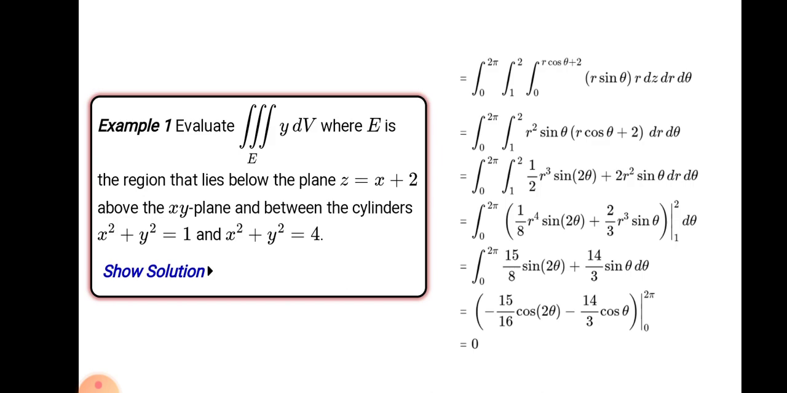Next is to integrate the remaining integral. So we came up with the quantity negative 15 over 16 cosine 2 theta minus 14 over 3 cosine theta, evaluated from 0 to 2 pi, and that would be equal to 0. And that would be all in evaluating the triple integral in cylindrical coordinates.